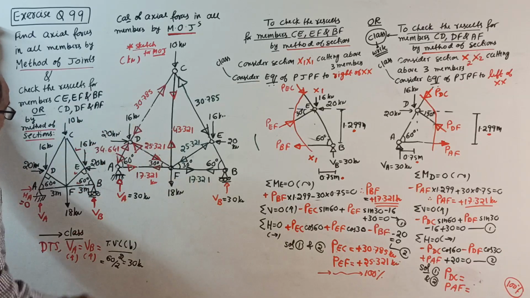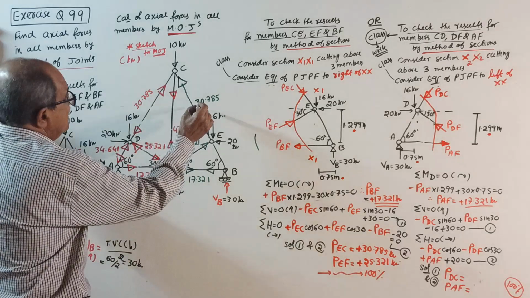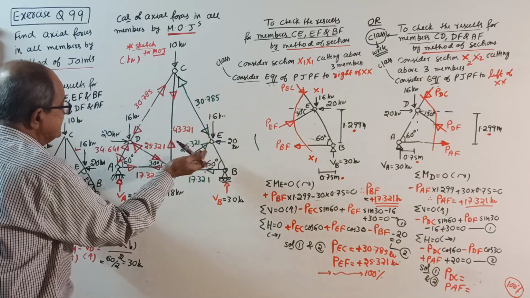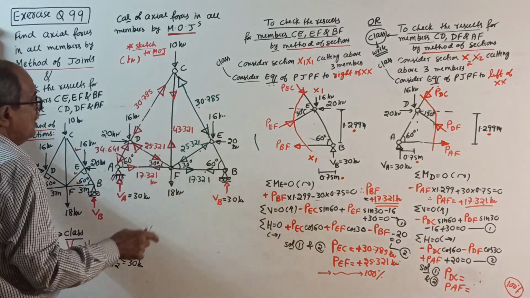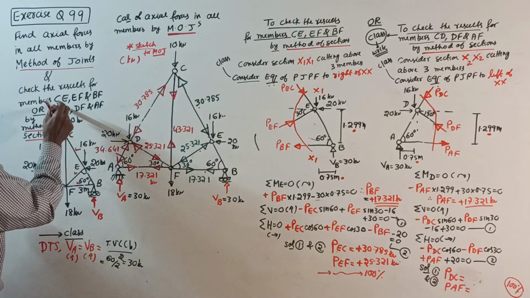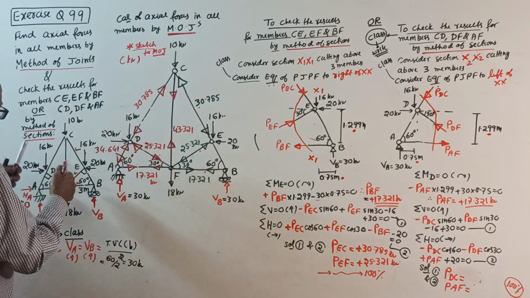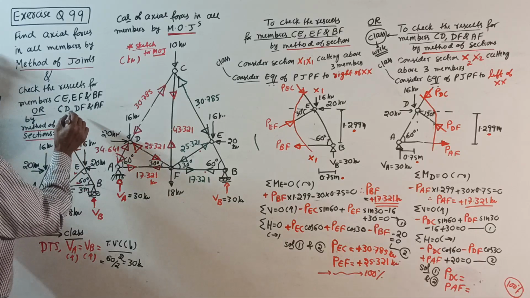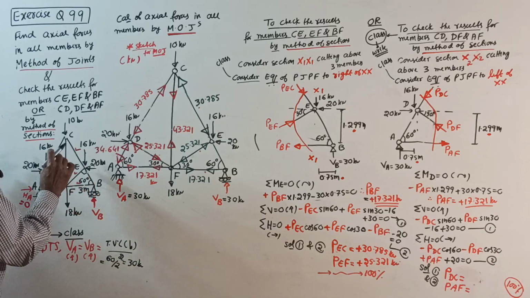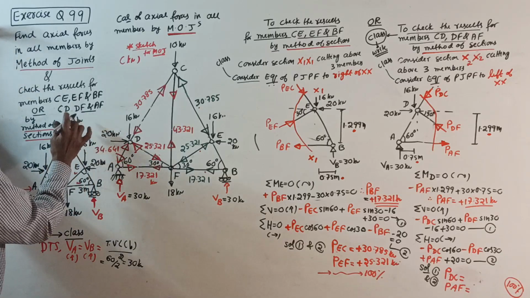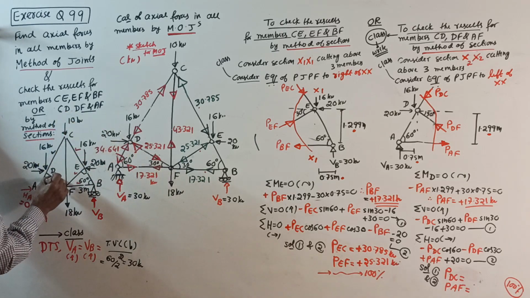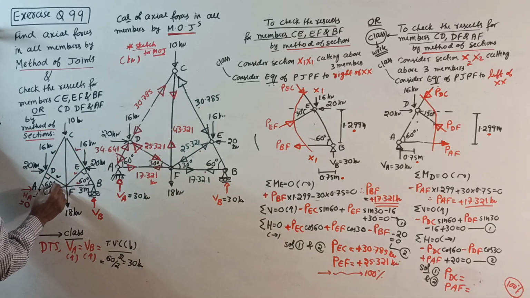This one by method of sections means I'll put here this member and this member. Last time you have done these three members, or there's an option for you. I'll use a green color here. Or this member: CD, DF and AF.